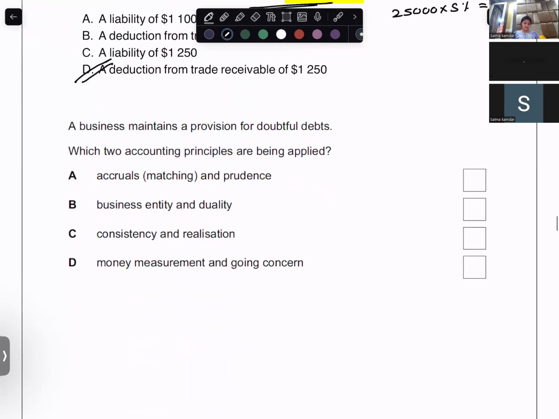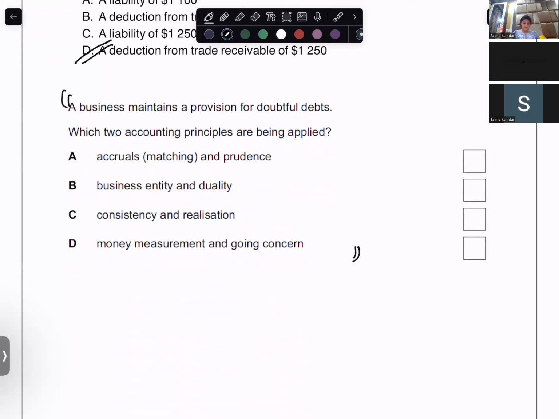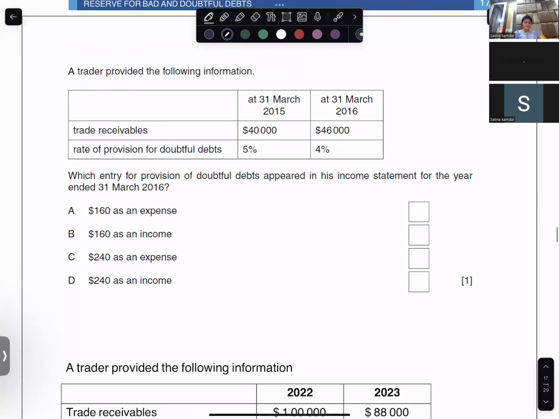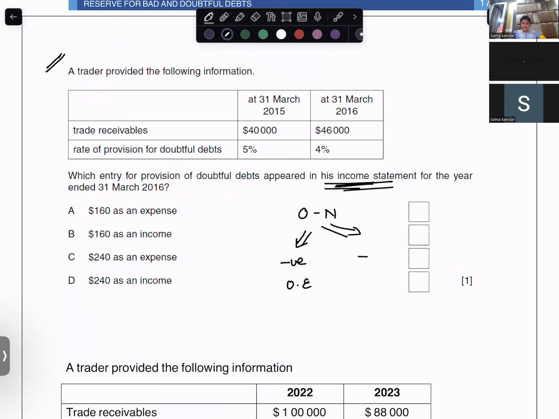Yes, correct. Read this. A business maintains a provision for doubtful debts. Which two accounting principles are being applied? Matching and prudence. Good. Read this. A trader provided the following information. Which entry for provision for doubtful debts appears in his income statement for the year ended 31st March 2016? In the income statement, old minus new. If the answer is negative, it is other expense. If positive, it is other income.